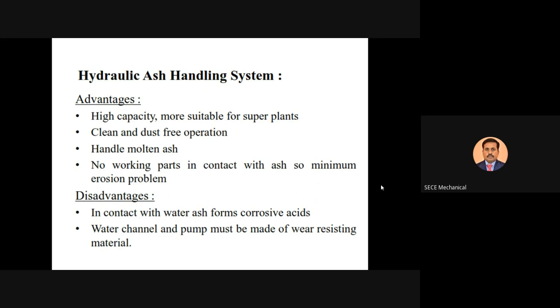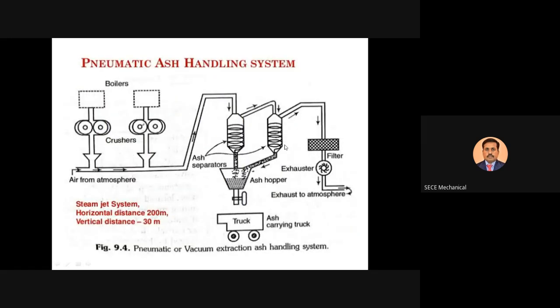Means high capacity, more suitable for super plant, clean and dust free operation. Because if you use hydraulic means water, if you use air means pneumatic, it will form a dust. That's why we are using filter. In the previous slide we showed the filter. Now in the pneumatic ash handling system, here you can see the exhaust filter is there. Because if the air is combined with ash, it will produce dust that goes to the filter. Only big size particles come out from your ash separator.